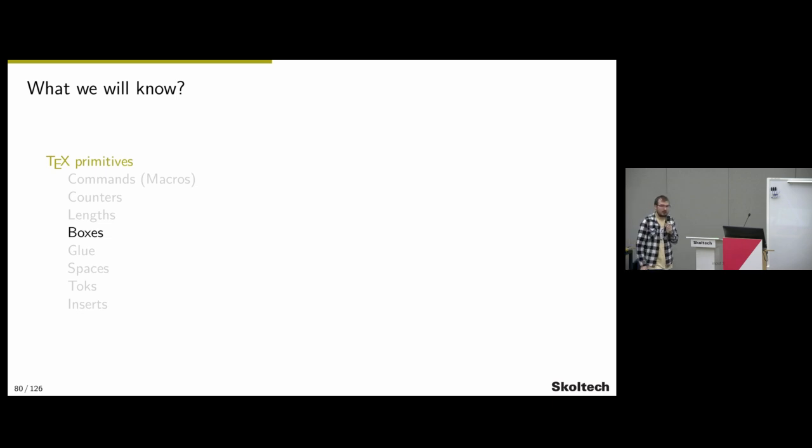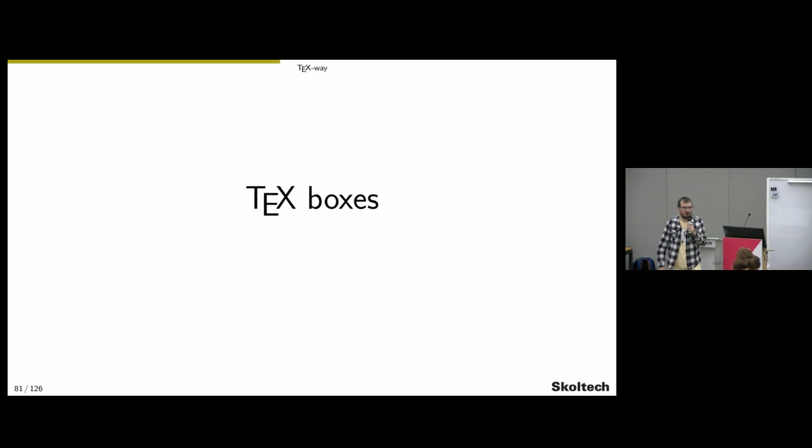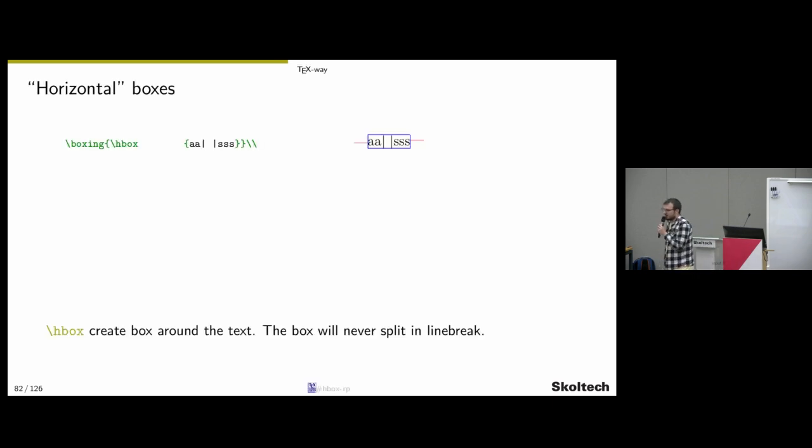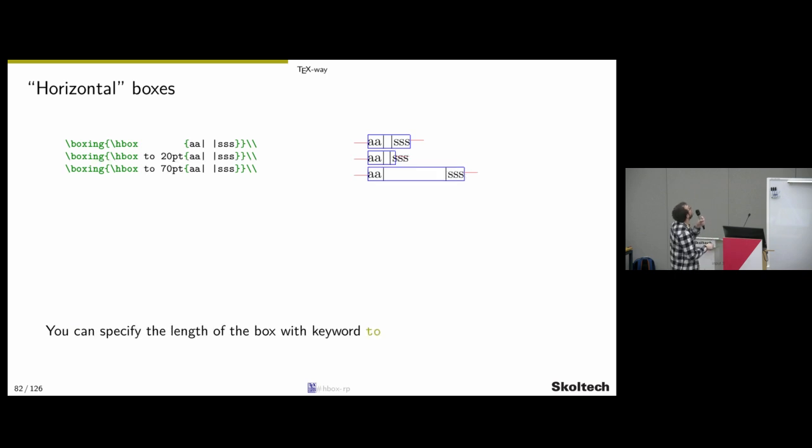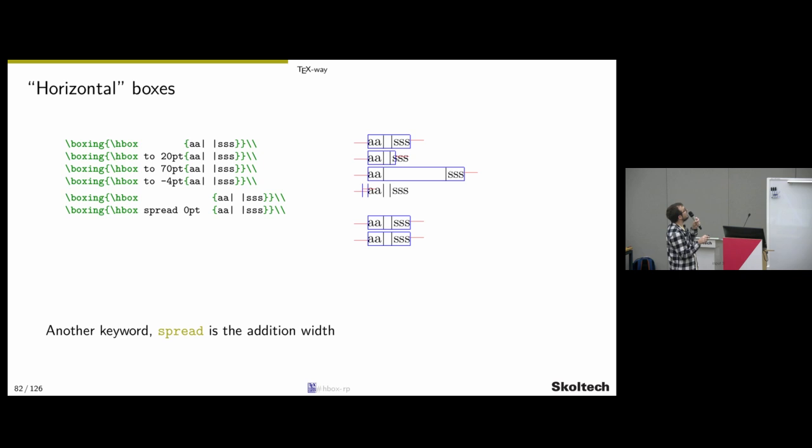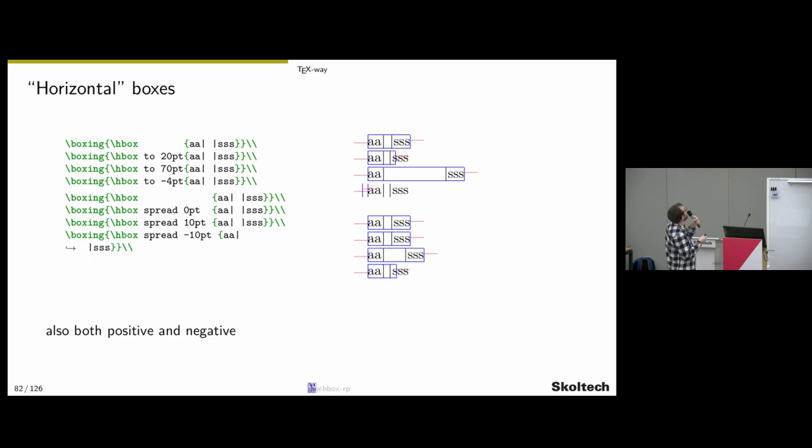Boxes. As you remember, a box is everything in LaTeX; everything in LaTeX between spaces is a box. So you have hbox. Well, common boxing is just to make it visible, but hbox makes a box. You can adjust this to some length, positive or negative. You can spread it to add something, and you can make it wider, more narrow, and so on and so forth.